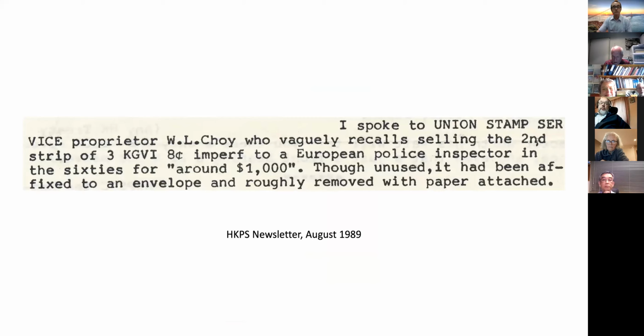Now, somebody mentioned a strip of 3 sold to a European police inspector in the 60s for around £1,000. Though unused, it had been fixed to an envelope and roughly removed with paper attached. Now, I don't know whether the strip we keep seeing that was rejoined again actually has paper on the back. That's the only reference I've ever seen to it having paper stuck on the back.